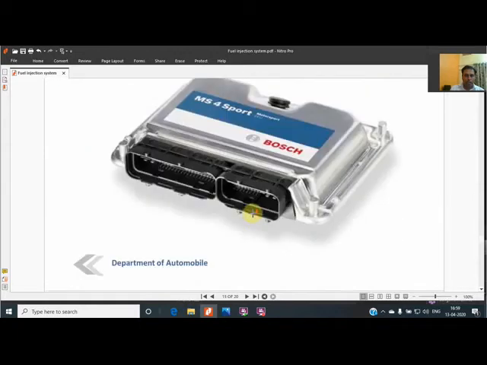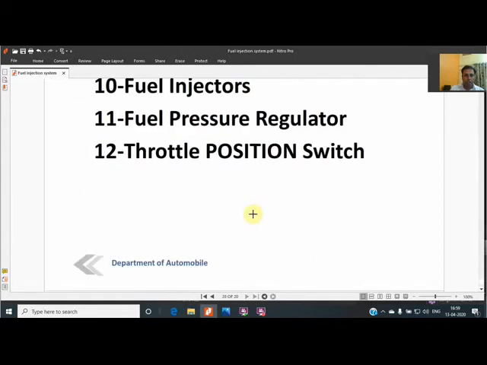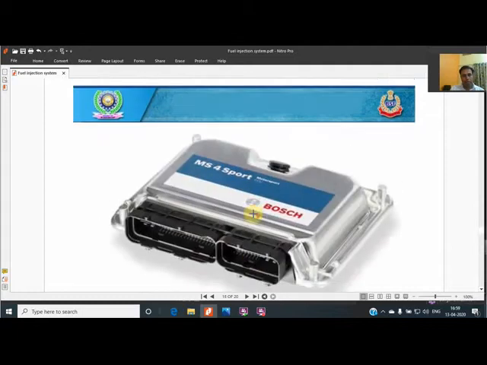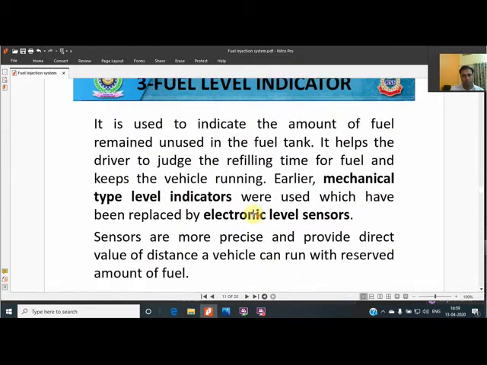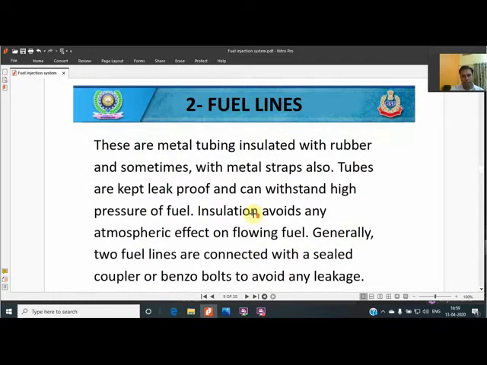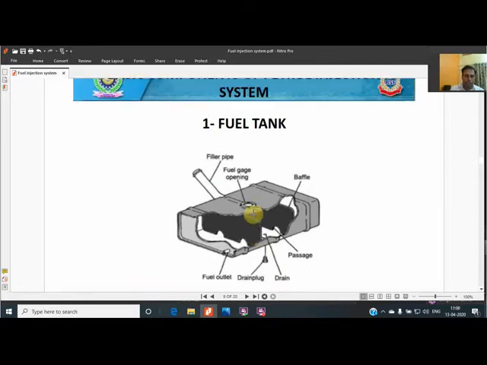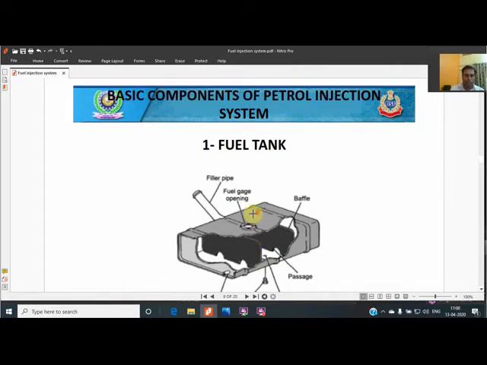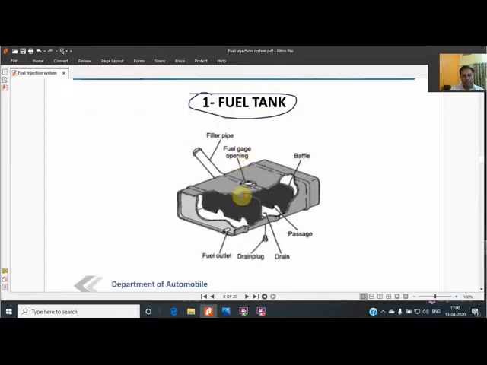The total number of systems which we are going to cover today is 12. We are going to cover them one by one, because we should know the basics, what components are there. Then only we can know how the maintenance is carried out. Starting with the first system, there is the fuel tank. The fuel tank is being shown to you over here. This is the filler pipe and the fuel gauge opening. From here the opening is there. Baffles are used in the fuel tank.